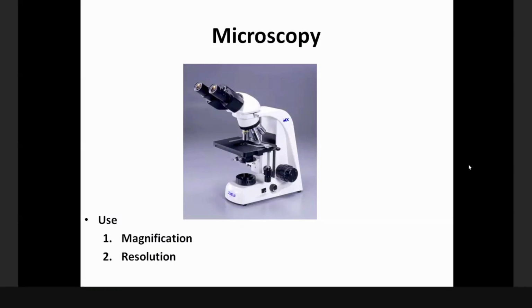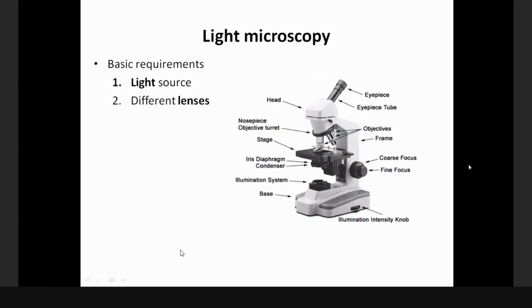For example, after taking your picture with a camera, you can have it blown up, but out of focus. If it is out of focus, that magnified picture of you is useless. So that picture should also show your detail. The detail is because of resolution. So a microscope has to have magnification as well as resolution.